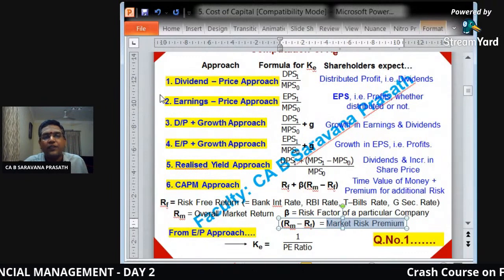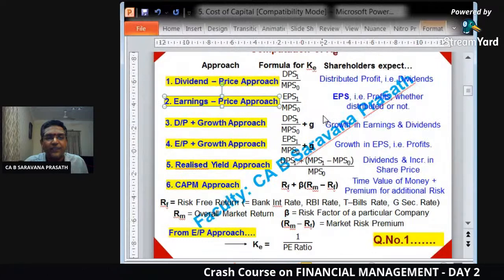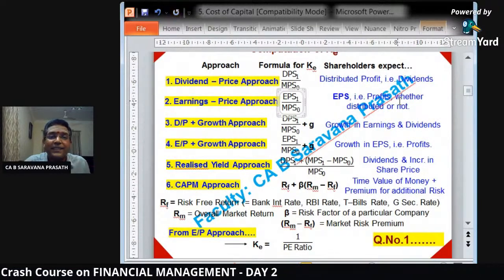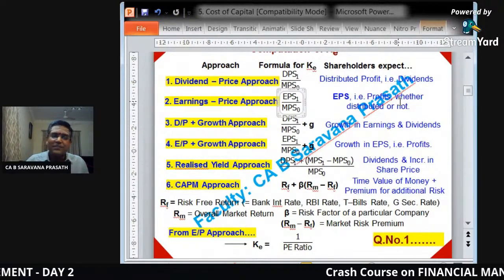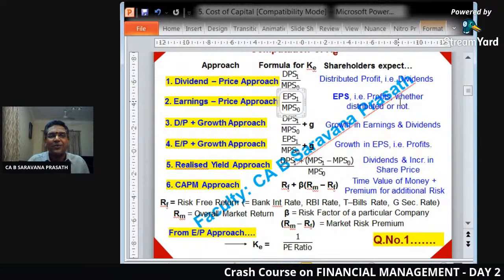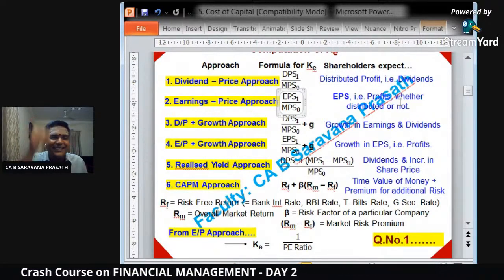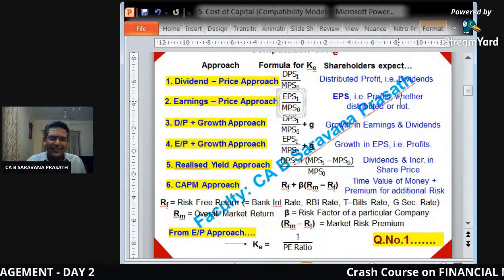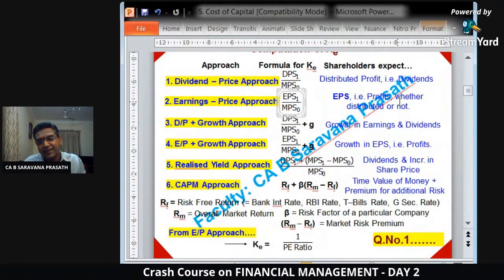Yesterday, towards the closure, I had asked you to go through the formula pertaining to various ratios. One of the ratios, if you remember, is the price earning ratio. Very simple formula: market price divided by earnings. Market price divided by earnings, EPS.